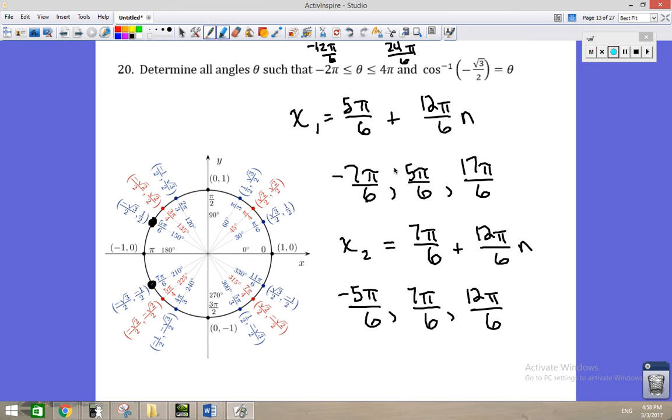So here are the 6 solutions that satisfy this equation that are between these two values of negative 2 pi and positive 4 pi. Without that restriction, there would have been infinitely many solutions that satisfy this equation, given by this general solution that I have for x1 and this general solution that I have for x2.